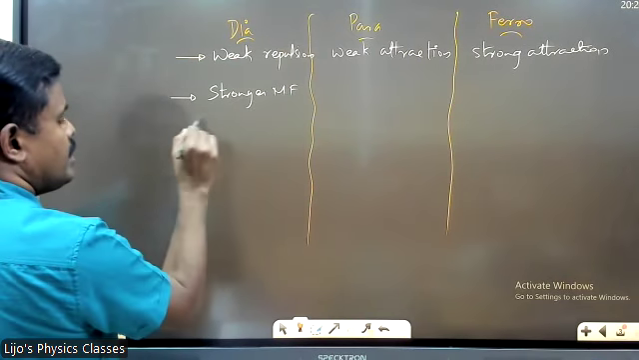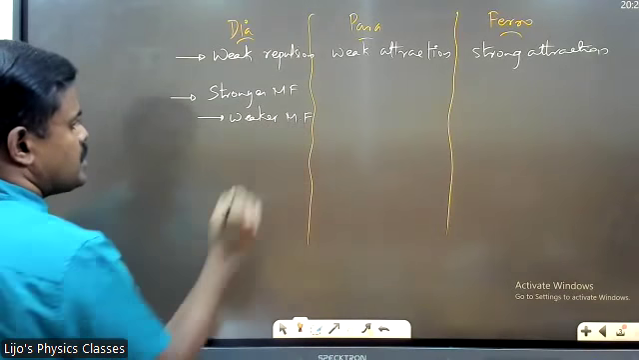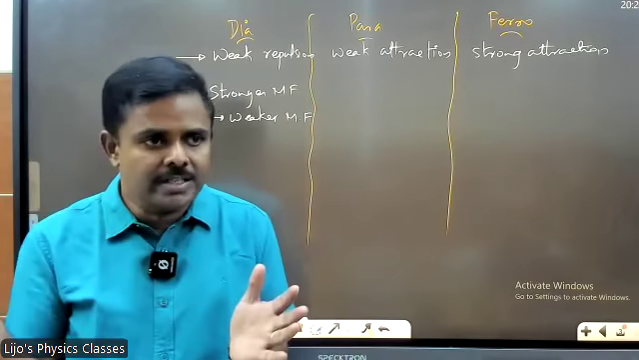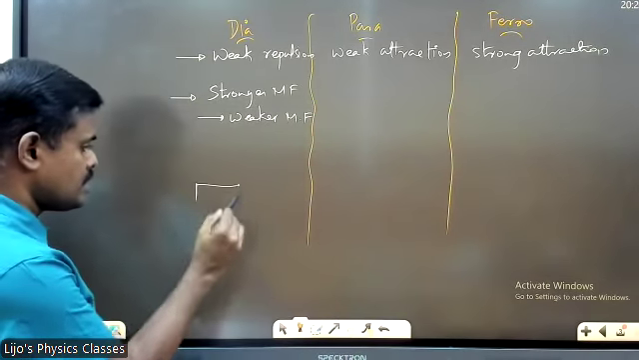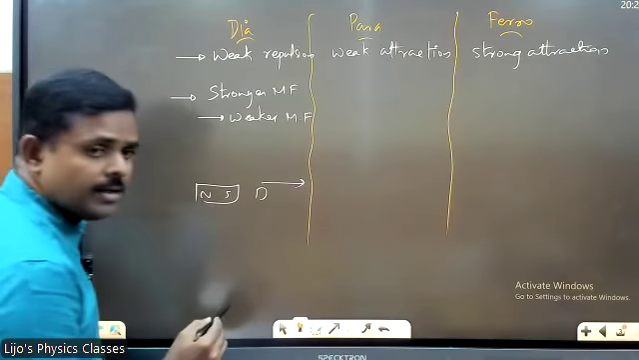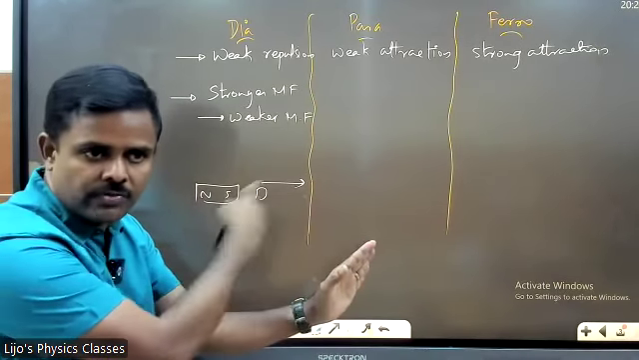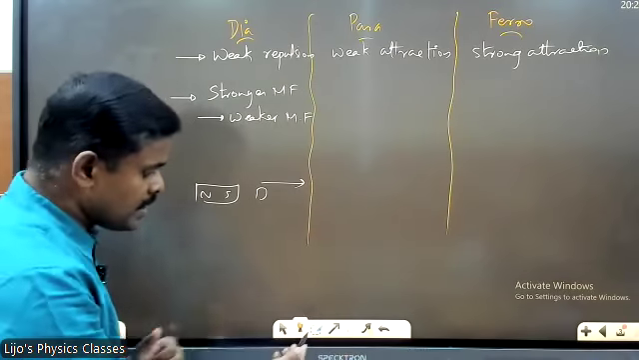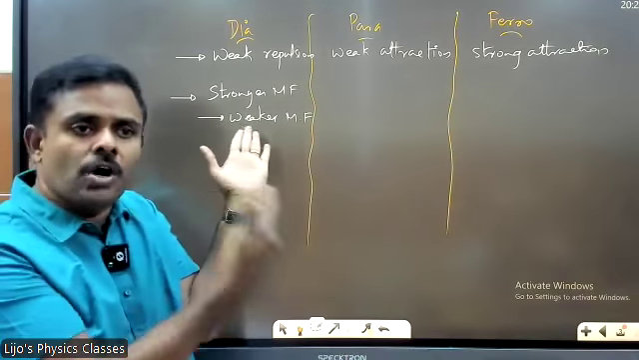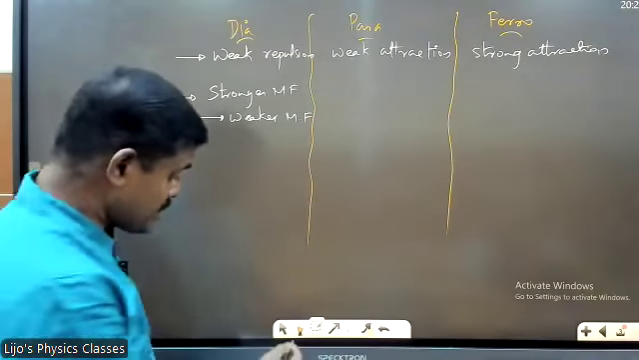Stronger magnetic field to weaker magnetic field. Repulsion means it moves from where to where? Strong region to weak region, right? Look at this. This is the North Pole, this is the South Pole. If you put something here and it gets repelled, it is moving from which region to which region? Strong field to weak field, correct. So repulsion can technically be given as moving from stronger magnetic field to weaker magnetic field. Attraction means what?